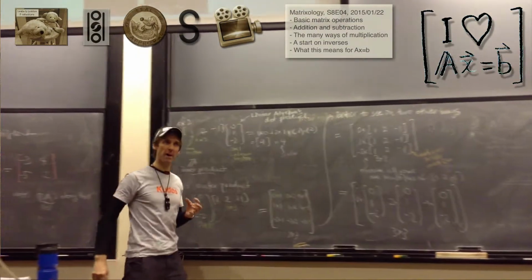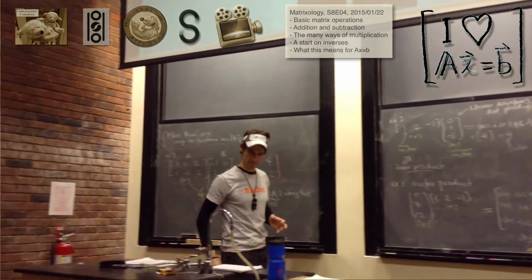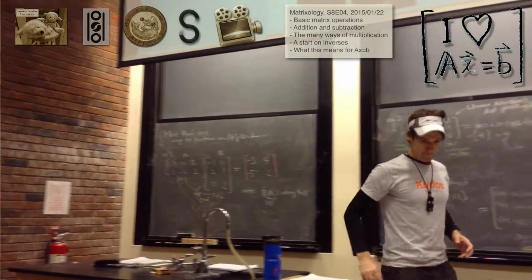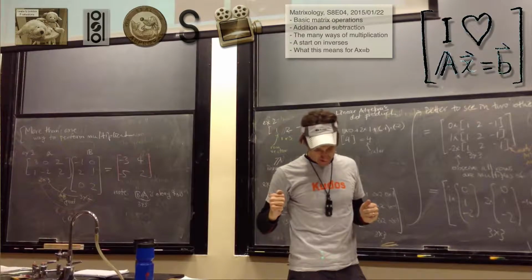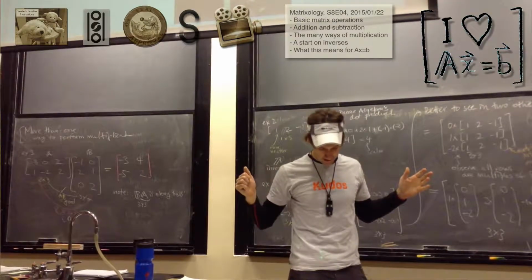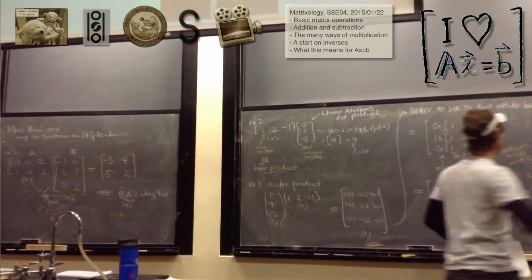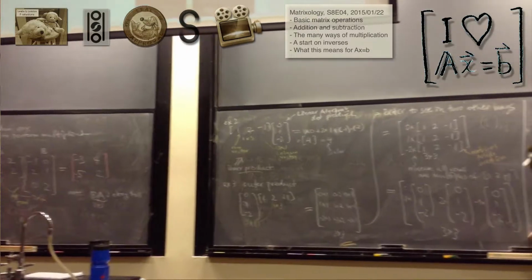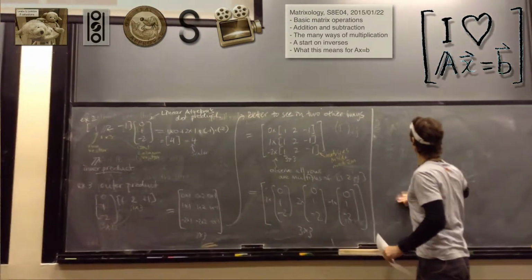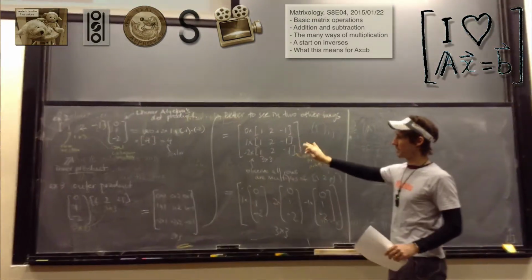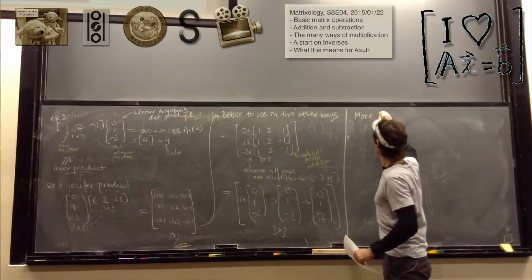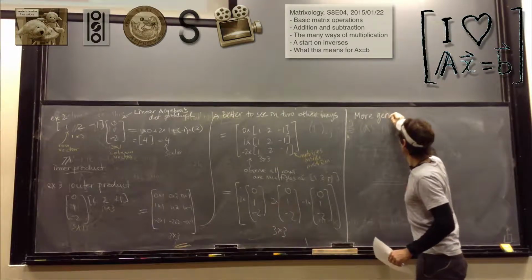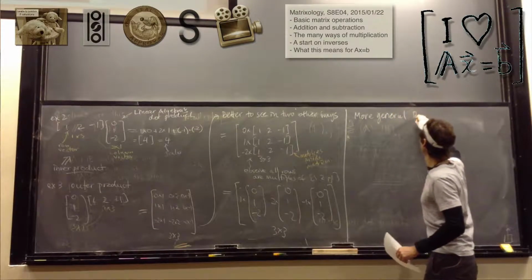But this is a much more powerful way to think about things. And you are psyched. I know you're psyched. You can do all sorts of weird kinds of multiplications, as long as you block things properly. So, more general block multiplications.